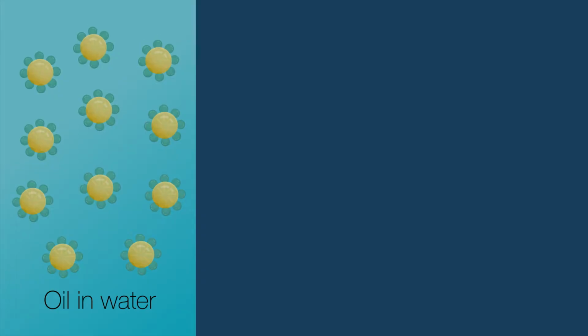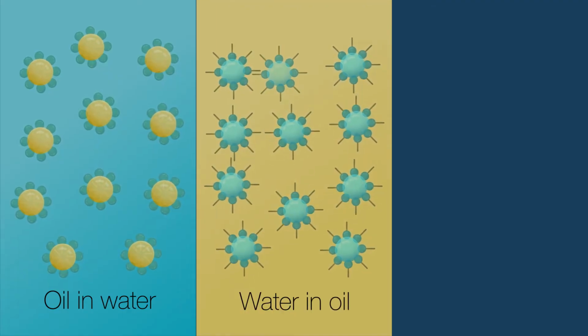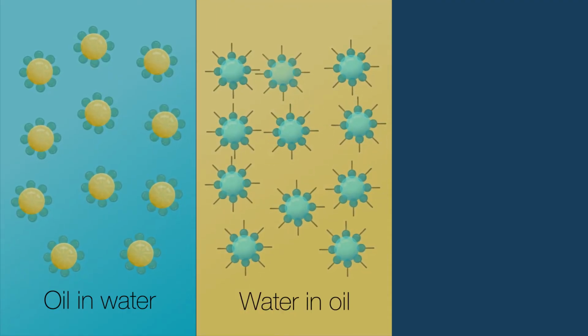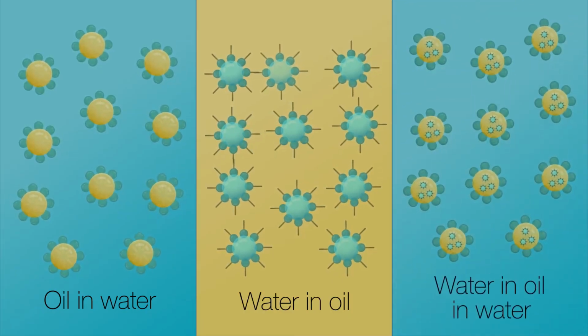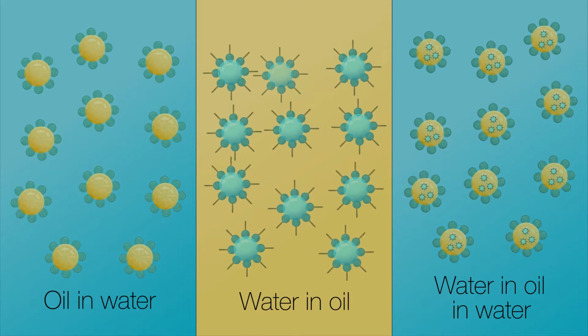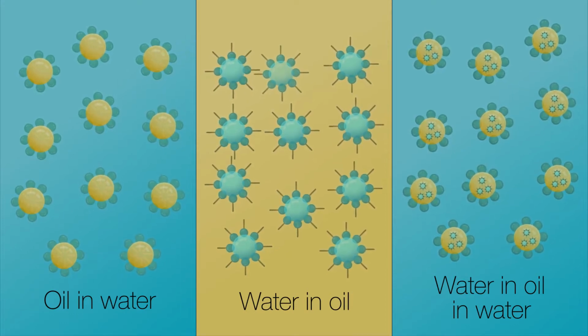There are several varieties of emulsions. Oil and water, where the oil is the dispersed phase and water is the continuous phase. Water and oil emulsions, where the water is the dispersed phase and oil is the continuous phase. And multiple emulsions, such as a water and oil and water emulsion. This video will only focus on oil and water emulsions.